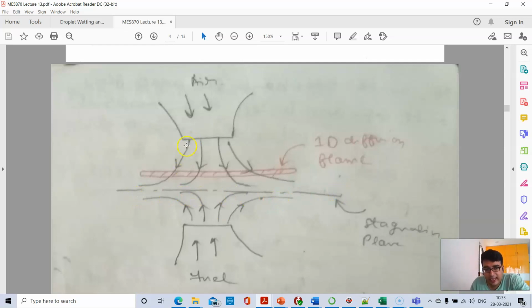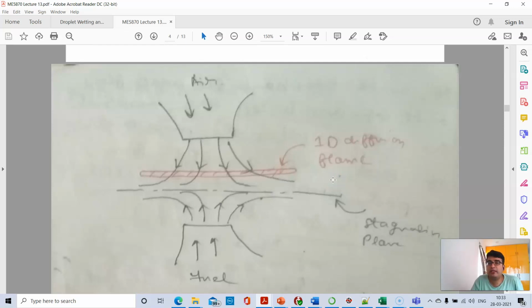Okay, so the airflow streamlines go like this and the fuel flow streamlines go like this. A stagnation plane is formed between the two jets. Now if you ignite the region here, a one-dimensional diffusion flame is formed some distance away from the stagnation plane. Usually the flame is formed on the air side compared to the fuel side.